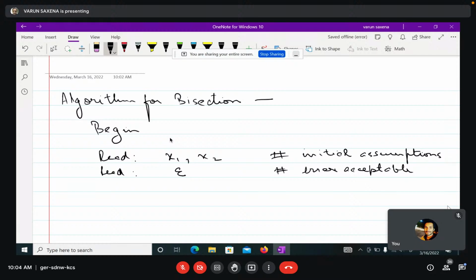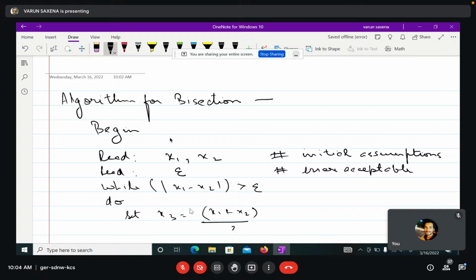Then you start. You say that while mod of x1 minus x2 is greater than epsilon, the entire code will run. Whatever lines I'm writing below this will run so long as mod of x1 minus x2 is greater than epsilon. Then you do the following. Set x3 as x1 plus x2 divided by 2.